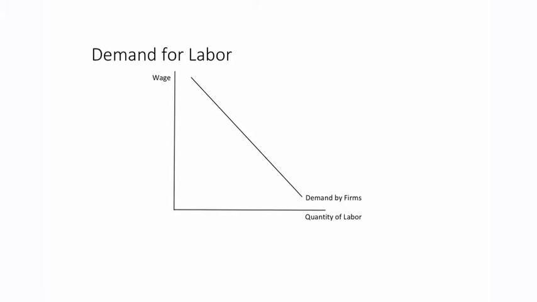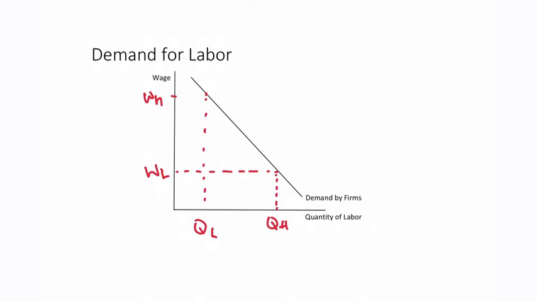When the wage rate is high, we'll call this WH for high wage, the demand for workers is going to be low. On the other hand, if the wage rate is low, as we see here, then the quantity demanded of workers is going to be high. So the firm is going to be more willing to hire more workers at lower wage rates because it will be cheaper for them to have the workers to produce the goods and services.